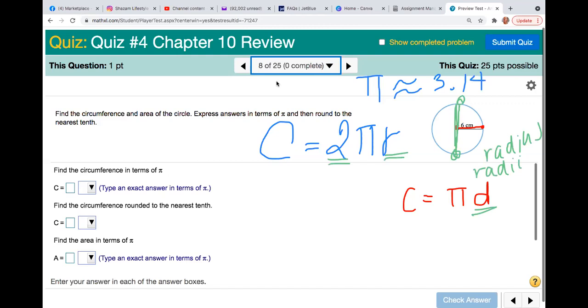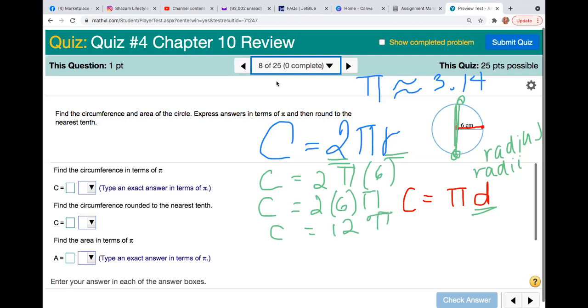So for our particular circle, the radius is 6. So we're just going to go in the formula, substitute the 6 in for r, and then work it out. Now, if you want to, you can do this instead, 2 times 6 times pi. So you multiply the 2 and the 6 together, so that gives you 12 pi. So this would be your answer in terms of pi.